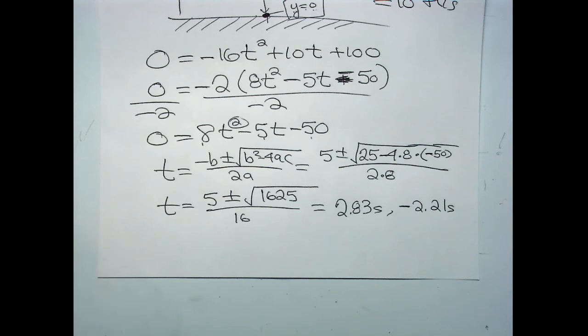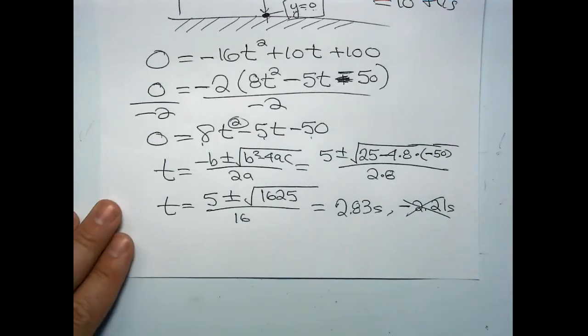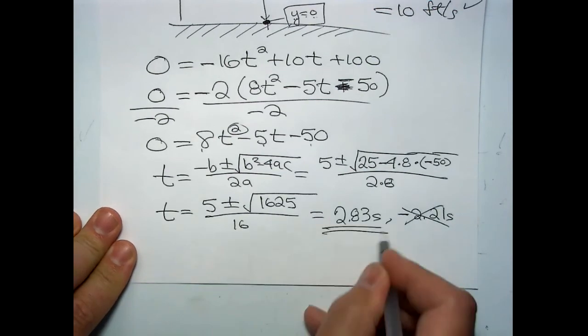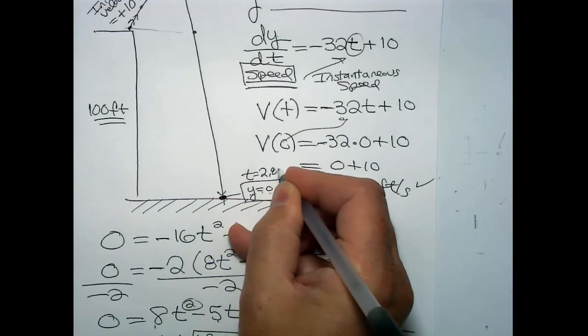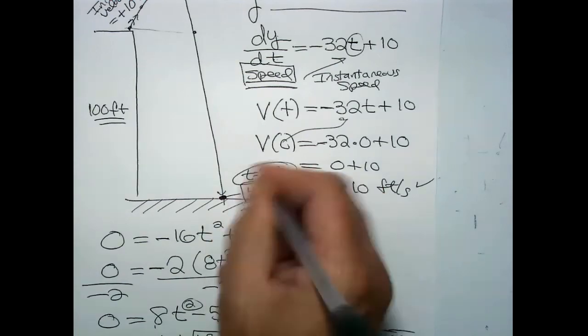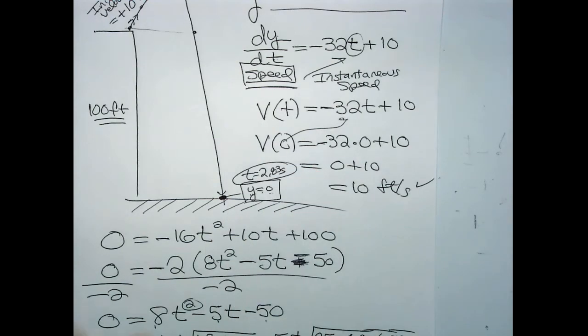All right. This is a real-world problem, so I don't think negative time makes any sense. This problem starts at 0 seconds, so whatever happens before then is irrelevant to this problem, so let's throw that one away. Okay, we know when it hits the ground at 2.83 seconds. Let's go back and label that this happens about 3 seconds into the problem, so I wonder how fast it's going. Just plug it in.